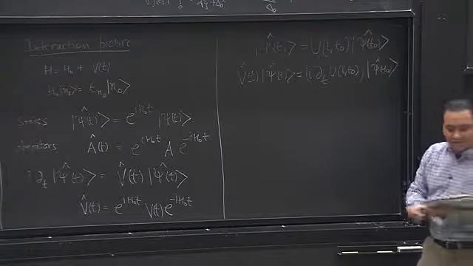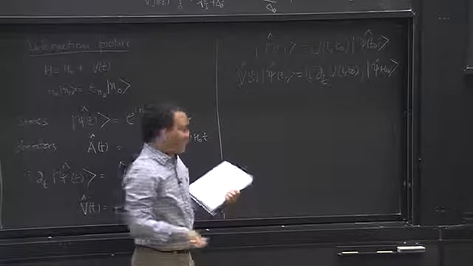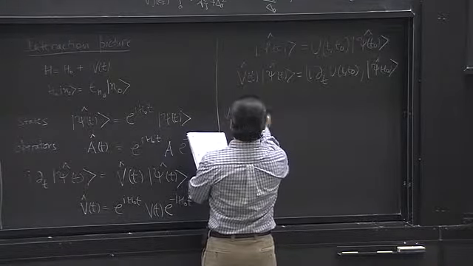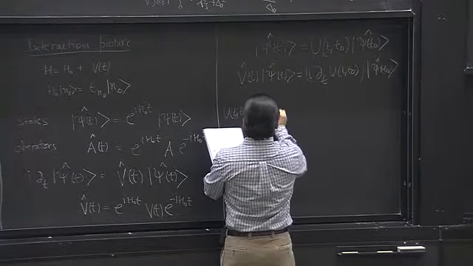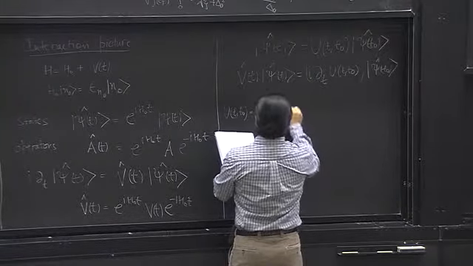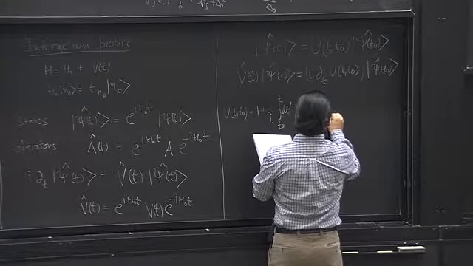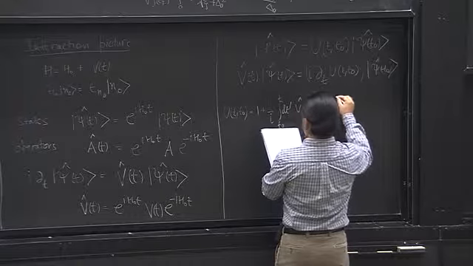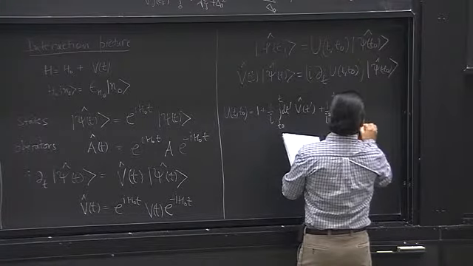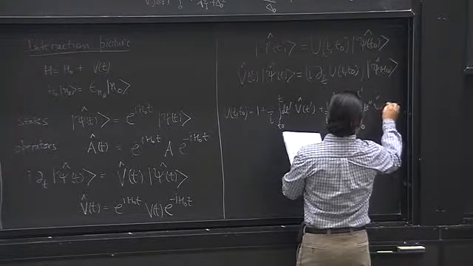Now this equation can be solved by integrating. And I think you've already done this. One way you can solve this is by integrating iteratively. And what you will find is that U of t and t naught can be written as 1 plus 1 over i integral from t naught to t dt prime V(t prime), plus 1 over i squared integral from t naught to t dt prime V(t prime) integral from t naught to t prime dt double prime V(t double prime).